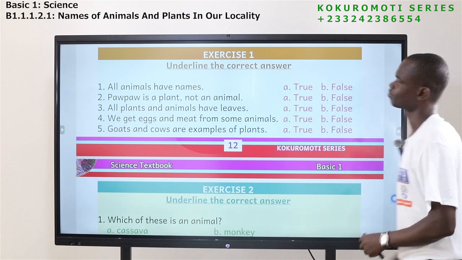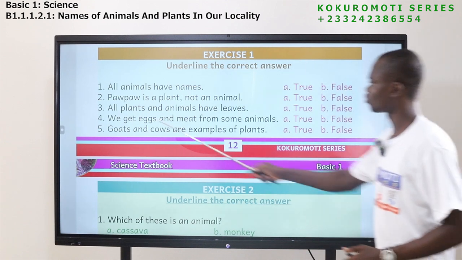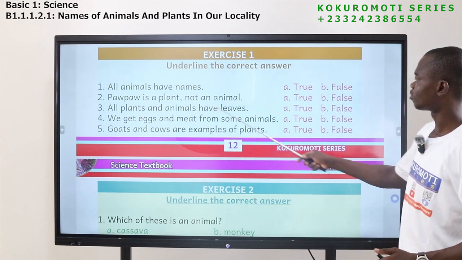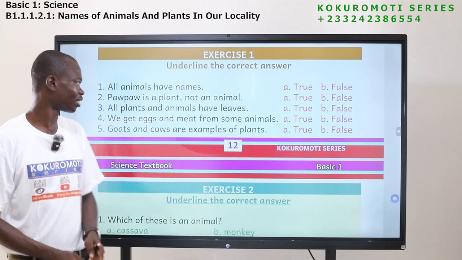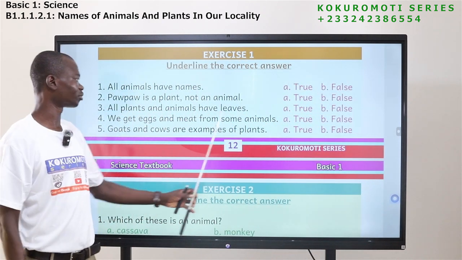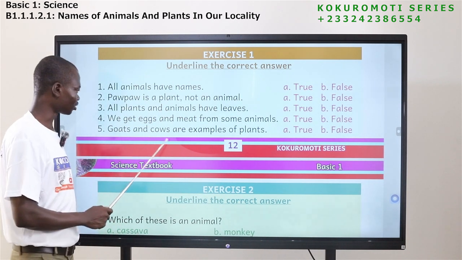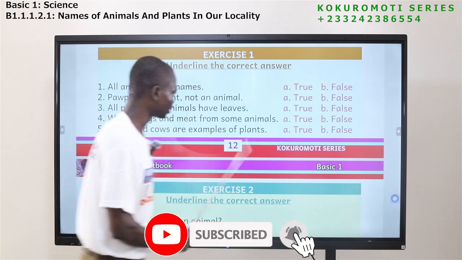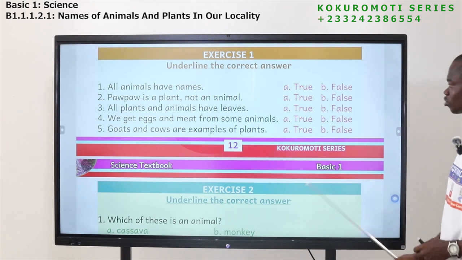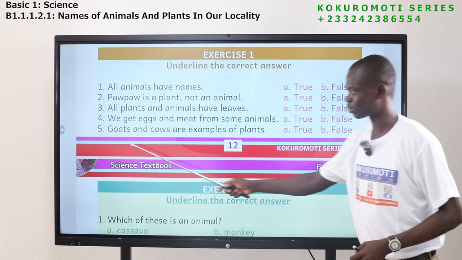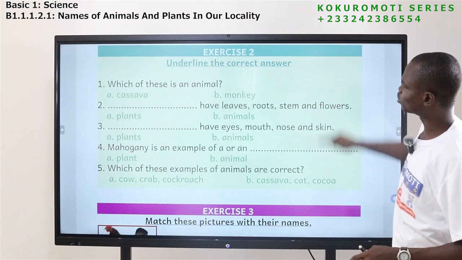The answer is false. We get eggs and meat from some animals. True or false? Some animals, not all animals, some animals. The answer is true. Okay. Goats and cows are examples of plants. True or false? Is goat a plant? Is cow a plant? No. So the answer is false.